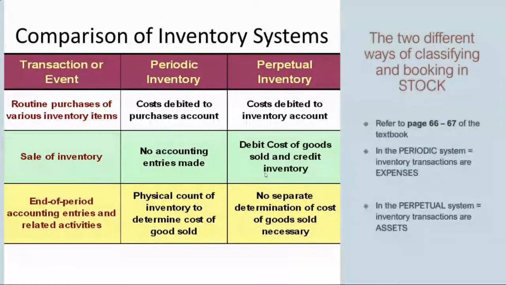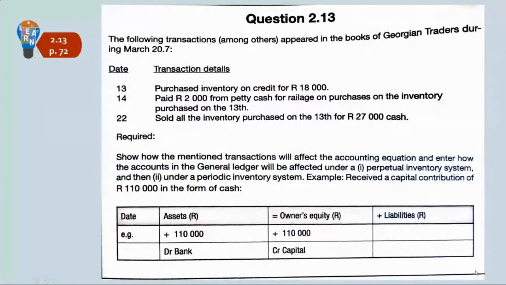Okay, if we do the question for this, just let me know if there's something that I need to re-explain, then we'll cover that as well. So in your textbooks, question 2.13, you will see there's 3 transactions. It is in the books of Georgian Traders for March 2007. So they give you 3 transactions.